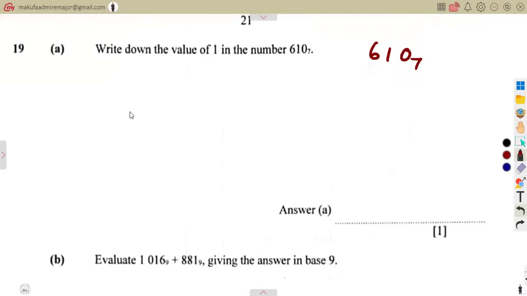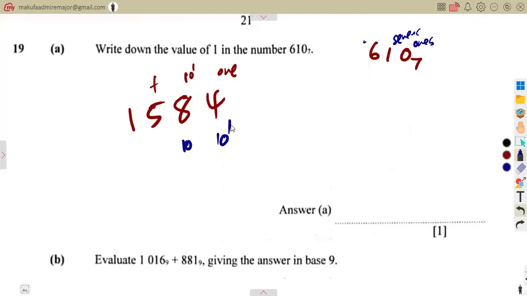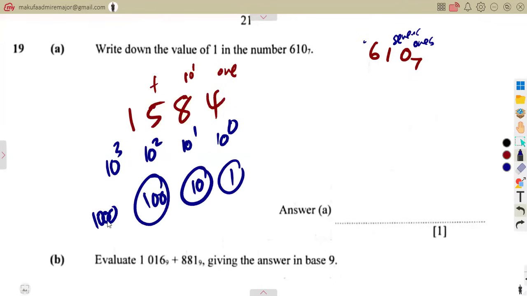Remember, if you are given something like 1584, we've got the ones, the tens, the hundreds, thousands, and so on. So this is because you are in base 10. In base 7, you're going to have what we call the ones, the sevens, the 49s. You'll be working with the powers of the base, just like here, 10 to the power of 0, 1, 2, 3. So 10 to the power of these gives 1, 10, 100, 1,000. So these are ones, tens, hundreds, thousands.